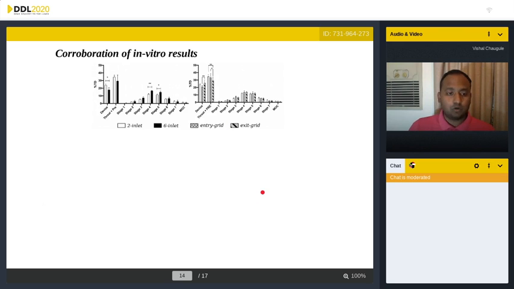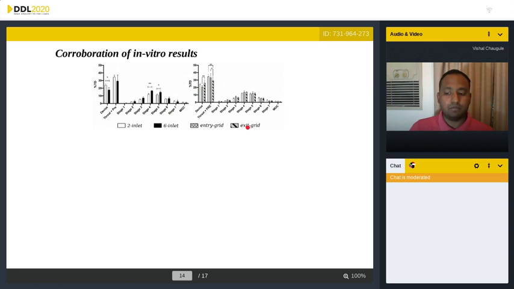To start with, these are the in vitro results. What we see here is that we have a larger amount of the drug retained in the device for the 2-inlet case when compared to the 6-inlet case, but the overall aerosol performance is the same. But when we use a grid at the entry, we have lower mass retained in the device when compared to the no-grid case, which is the 2-inlet.